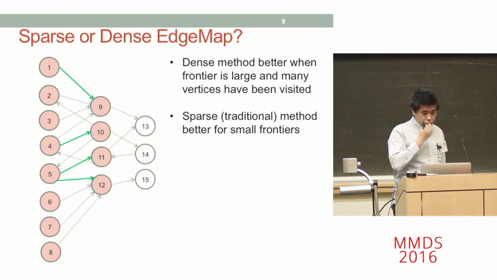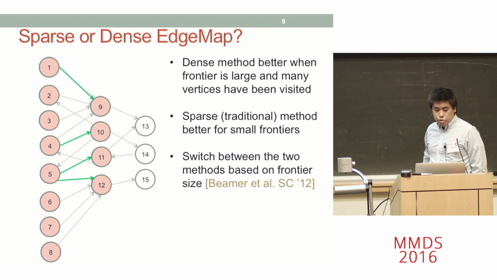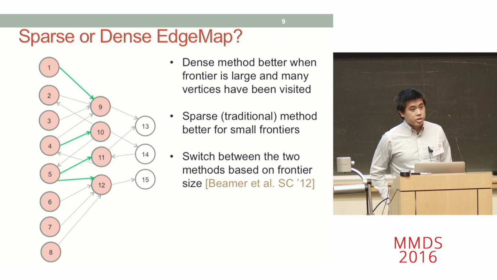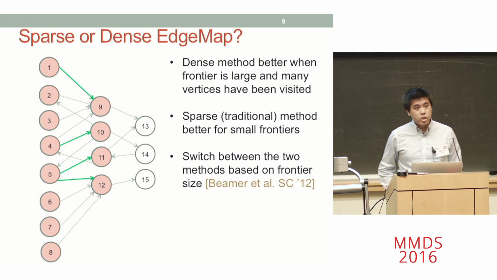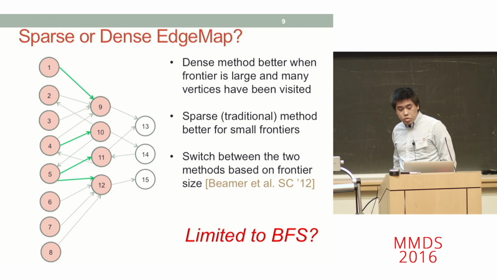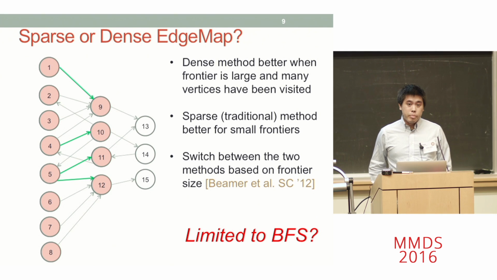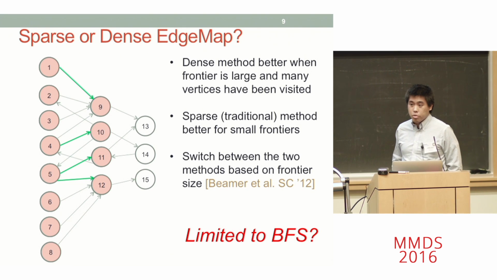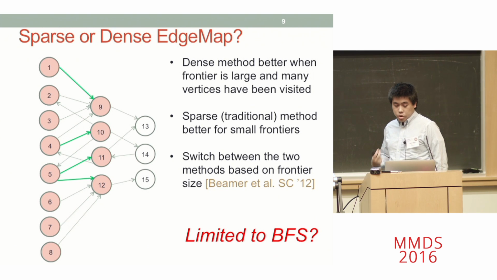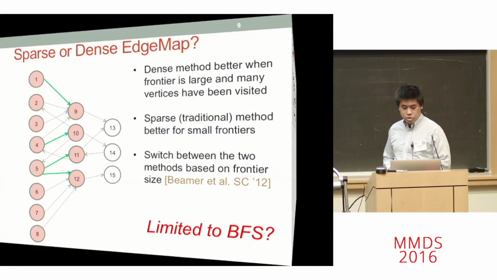The sparse method, or the traditional method, works better when the frontier is small. And for breadth-first search, Beamer et al. showed that if you switch between these two methods based on the size of the frontier, you can get some pretty good speedups on real-world graphs. So they did this for breadth-first search. And we asked the question whether this idea of switching between 2 modes of traversal is limited to just breadth-first search, or is it more general? So in fact, this idea is actually more general. You can do it for BFS or BFS-like problems, but you can also do it for other graph algorithms.